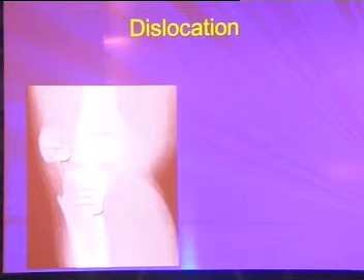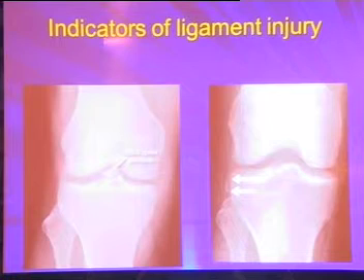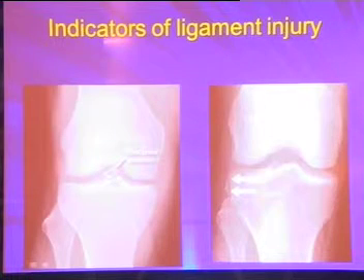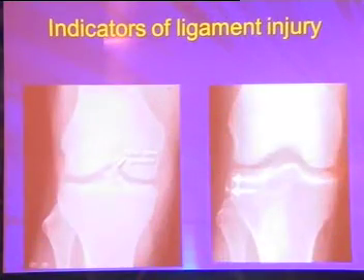Dislocations like this can be diagnosed clinically, and there are some subtle indicators of ligamentous injuries around the knee on plain X-rays, like this tibial spine avulsion, which you can see properly on the notch view, or this type of Segond fracture, which is basically a flake fracture from the lateral aspect of the tibial condyle. So this indicates ACL injury.